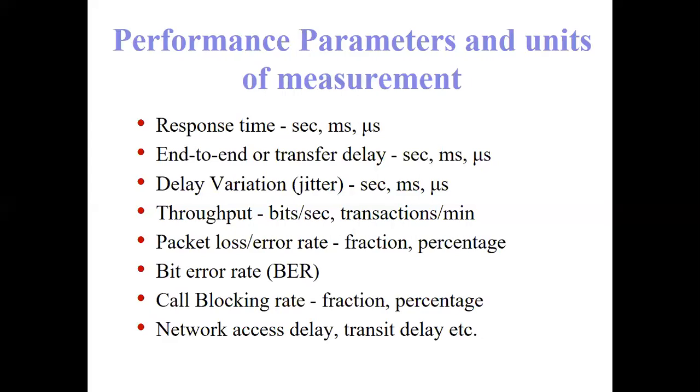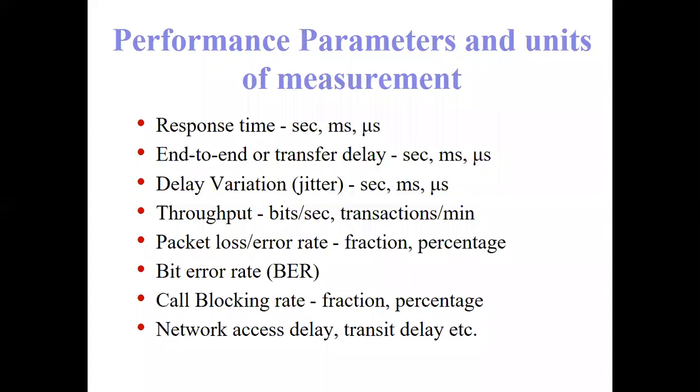Then we have bit error rate, which is short for BER, the rate at which bits cause an error. We'll talk about what will cause the error, how the error occurs, how do we avoid the errors. When you are doing the courseworks, you need to explain nicely. Then we have call blocking rate, fraction or percentage, network access delay, then transit delay.